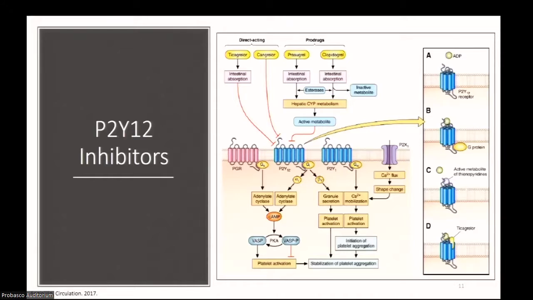And so when you look at the top here, you can see clopidogrel and prasugrel are our oral prodrugs, which require hepatic metabolism to generate an active metabolite that irreversibly inhibits the P2Y12 receptor. Ticagrelor is a direct acting, which means there is no metabolism required, and it reversibly inhibits the P2Y12 receptor. And of course, cangrelor is our IV option that can reversibly inhibit the P2Y12 receptor.